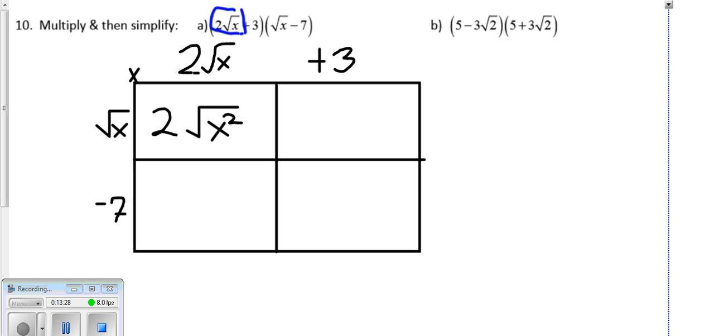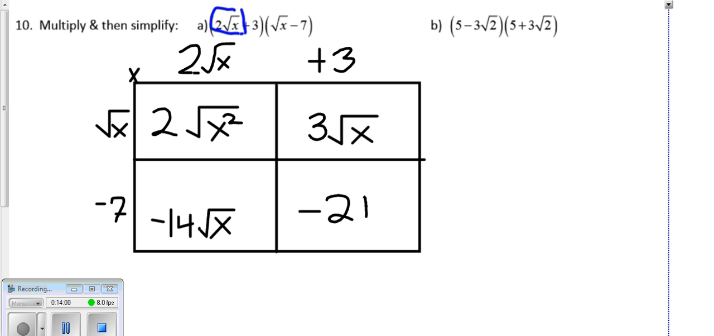So now square root of x times 3, we just have 3 times the square root of x. Okay? Negative 7 times 2 times the square root of x, we have negative 14 times the square root of x. So if there's not a term outside, then we can't combine anything outside. So if we have a coefficient here and not here, then we would just multiply the numbers in the front times whatever else is there. Okay, so negative 7 times 3 is negative 21. Make sure you're paying attention to your signs.